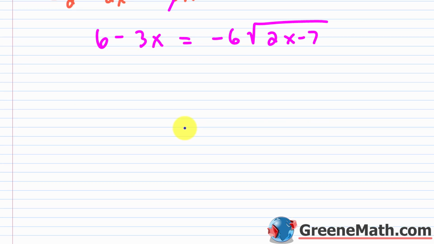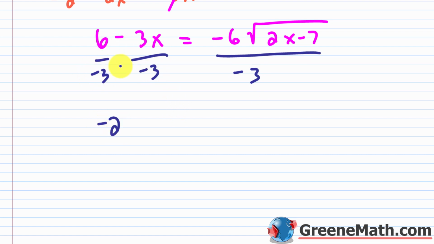Now, like we've talked about before, you could divide everything by negative 6 to make this side simpler, but you're going to end up with a fraction over here, and you probably don't want to work with that. So I'm going to just divide everything by negative 3. I think that's just going to make things a little bit easier for us. So 6 divided by negative 3 is negative 2. Then negative 3 divided by negative 3 is 1. So this would just be plus x. And this would be equal to negative 6 over negative 3 is 2, and then this is times the square root of 2x minus 7.